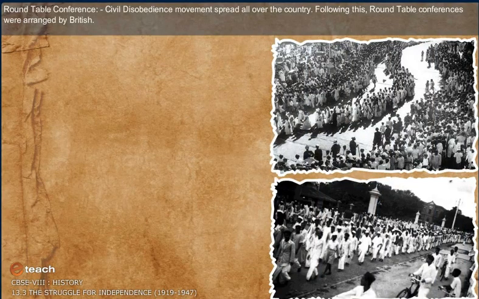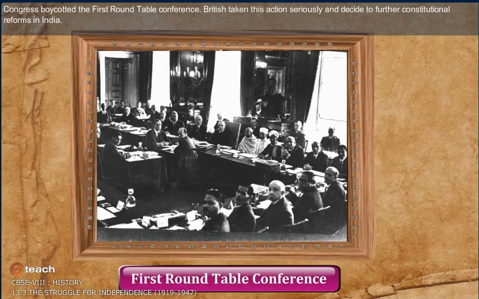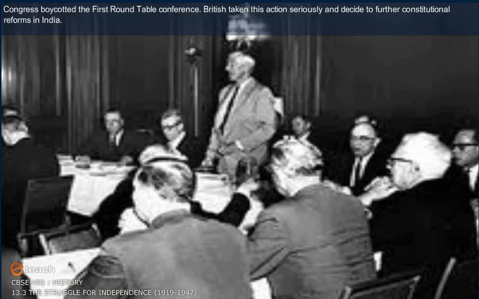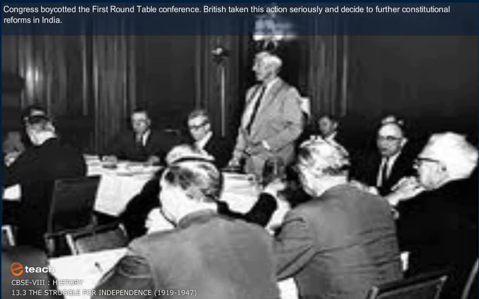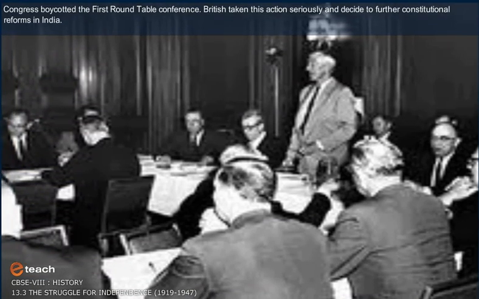Round Table Conference. The civil disobedience movement spread all over the country. Following this, round table conferences were arranged by the British. Congress boycotted the first Round Table Conference. The British took this action seriously and decided to further constitutional reforms in India.